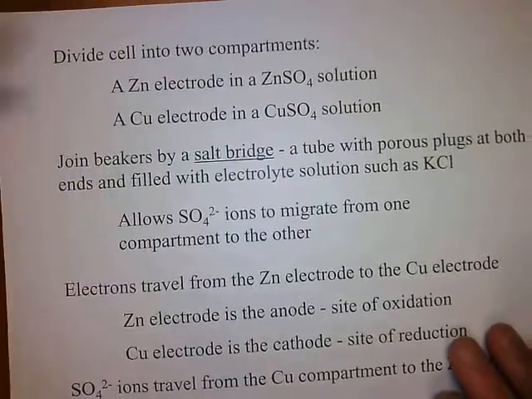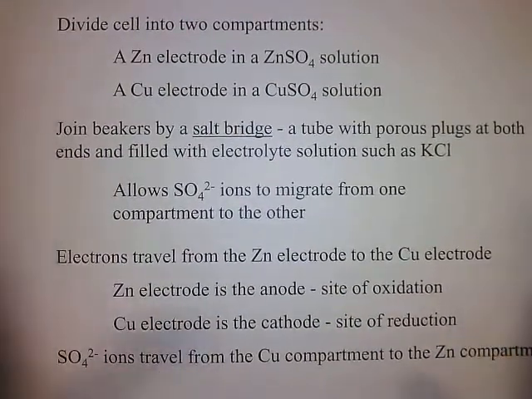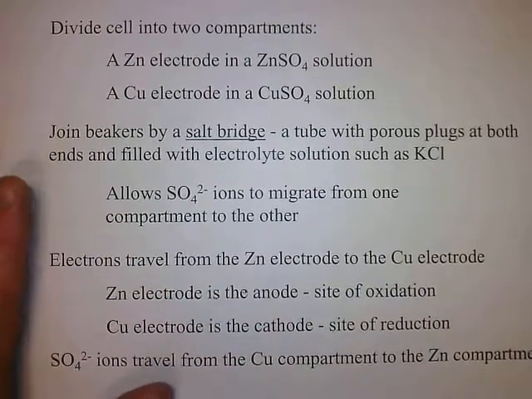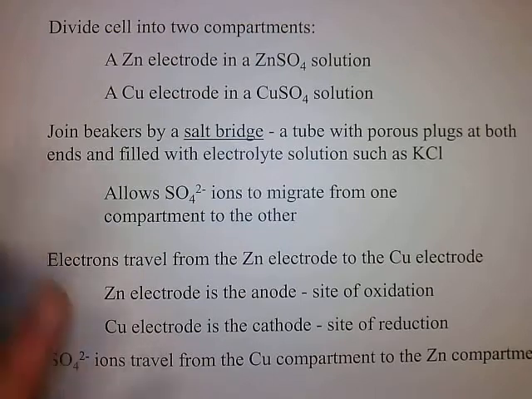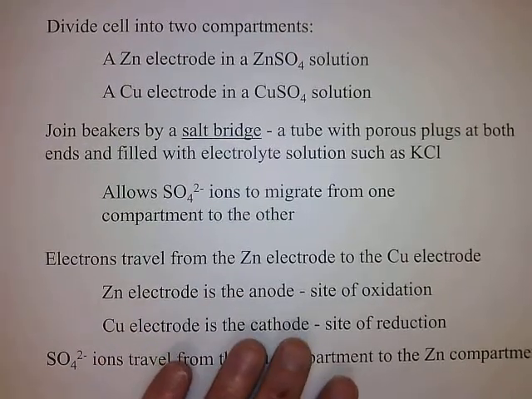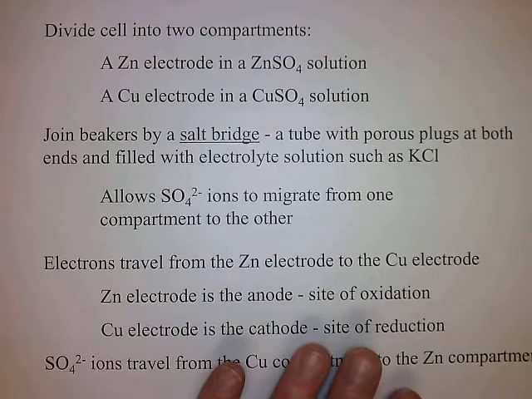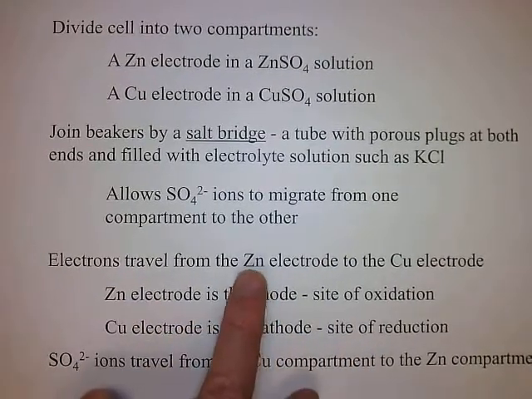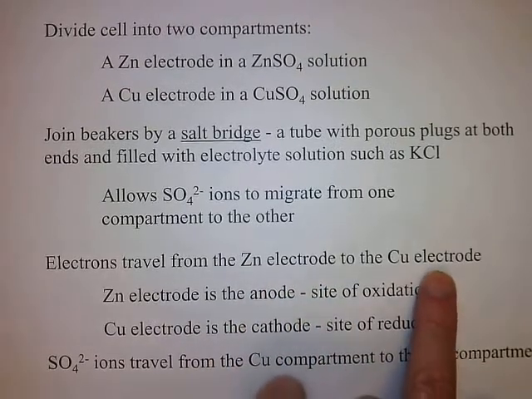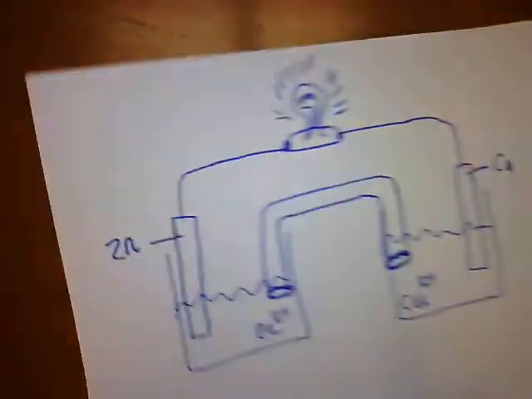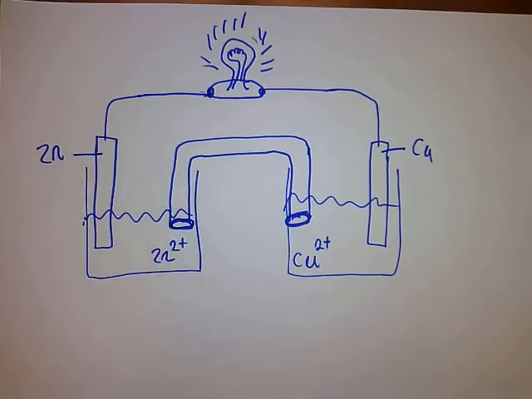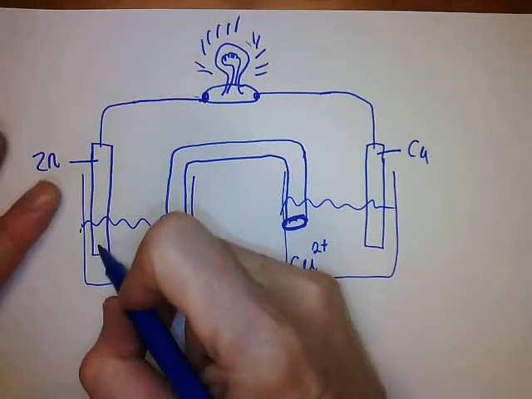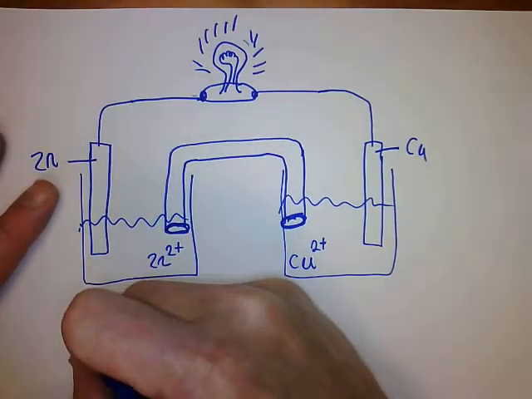All right, so electrons travel. Remember, oxidation has taken place at the zinc electrode. Okay, the zinc electrode is the anode. That's our site of oxidation. And the copper electrode is the cathode, the site of reduction, right? So electrons are given off at the zinc electrode. So electrons travel from the zinc electrode to the copper electrode. So back to our picture, we have oxidation taking place here. The zinc metal in the strip is oxidizing.